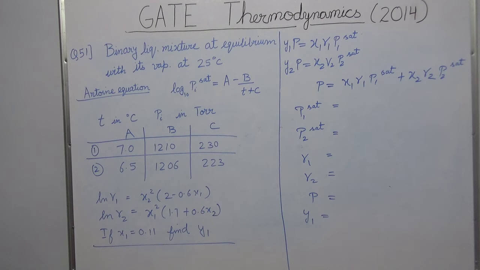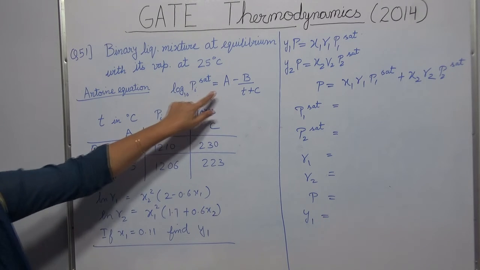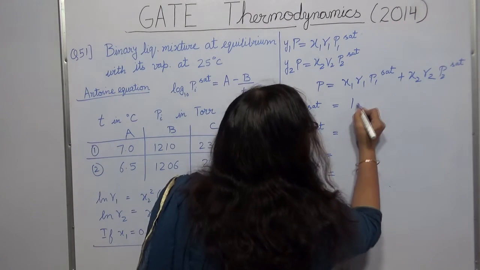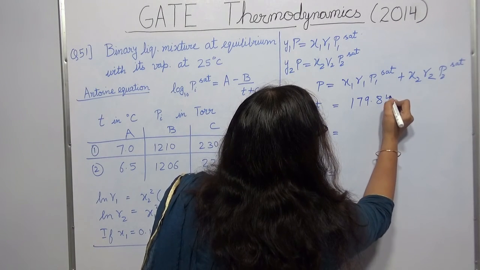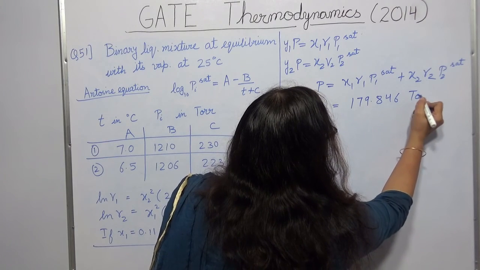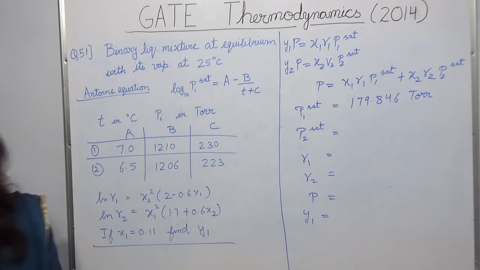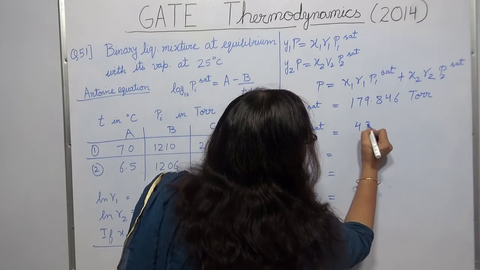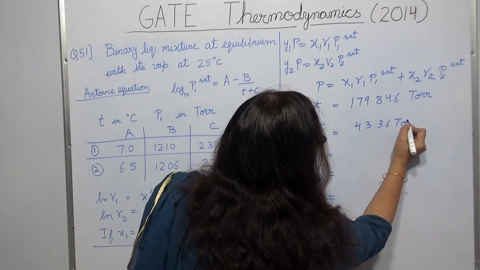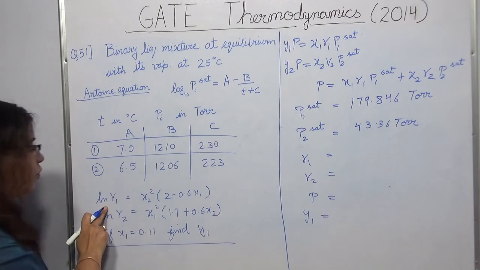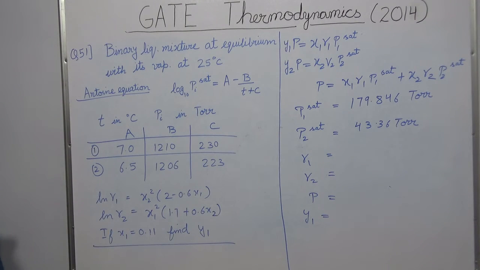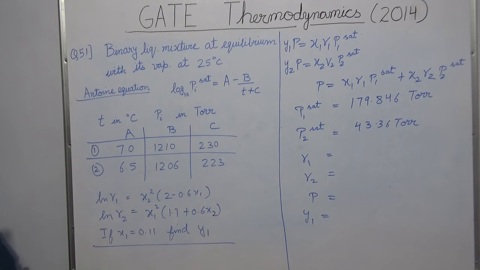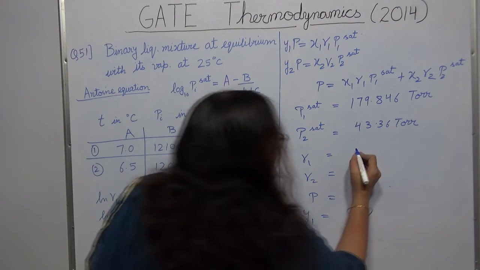Okay. So P1 saturation, if I calculate, keeping all these units in mind, is 179.846 torr. Okay. Calculate your P2 saturation, that is equal to 43.36 torr. Okay. Now use this equation. Calculate gamma 1, keeping x1 equal to 0.11 and x2 equal to 0.89, and what you get is gamma 1 as 4.627.